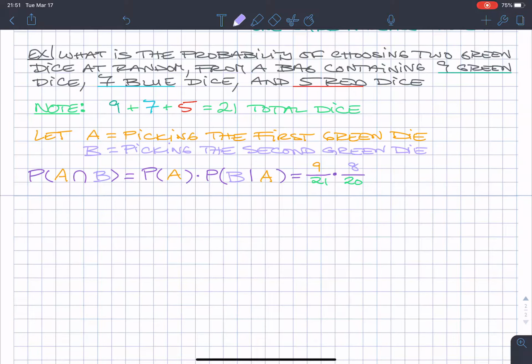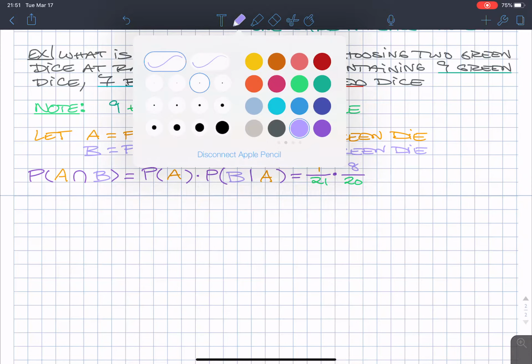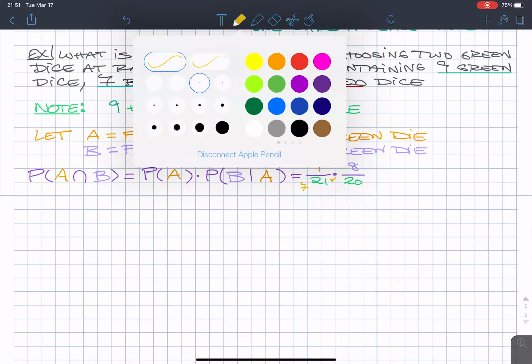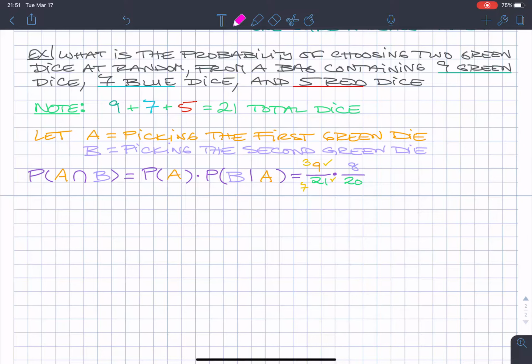Okay, so the rest is algebra. What do we have here? If we care to, what does this reduce to? So 3 goes into 9 3 times, and 3 goes into 21 7 times. Then over here we have 4 goes into 8 twice, and 4 goes into 20 5 times. Okay, so that gives us 3 times 2, or 6, in the numerator, and 7 times 5, or 35, in the denominator.